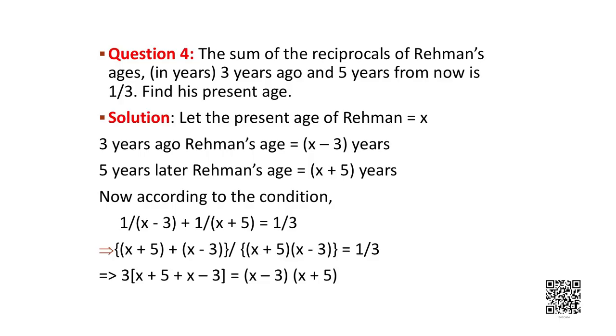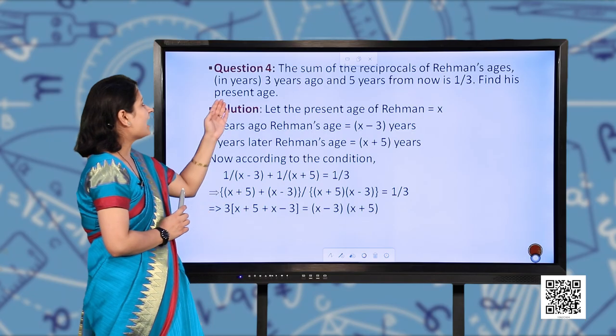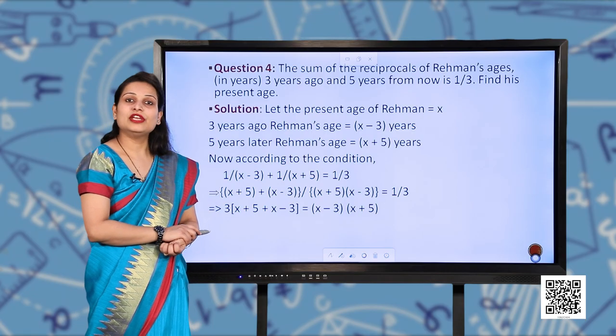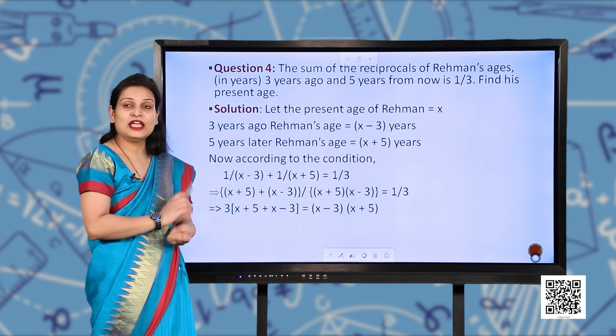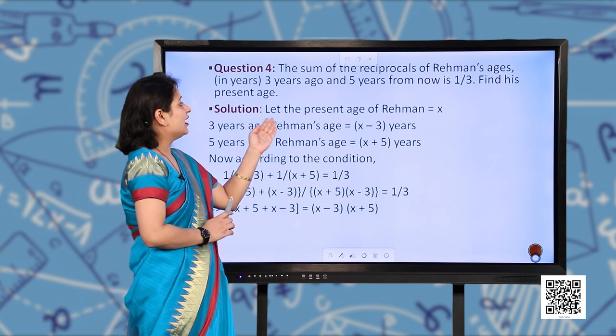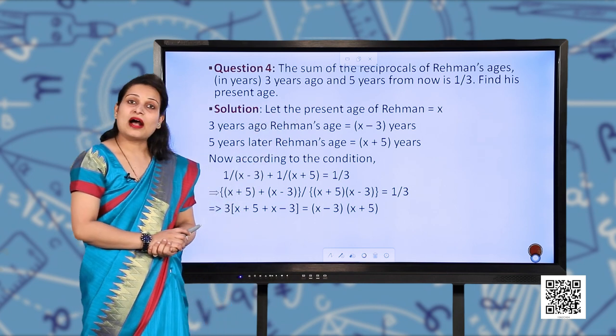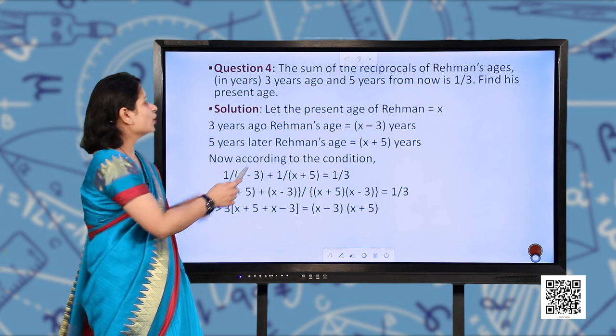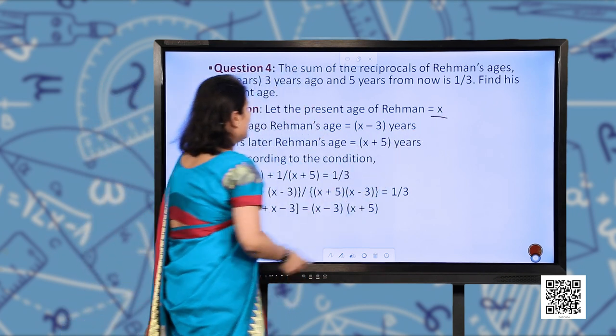Next question, question 4. The sum of the reciprocals of Rahman's age in years 3 years ago and 5 years from now is 1 by 3. Find his present age. So, we need to calculate the present age of Rahman. Solution: let the present age of Rahman be x. So, present age is x.